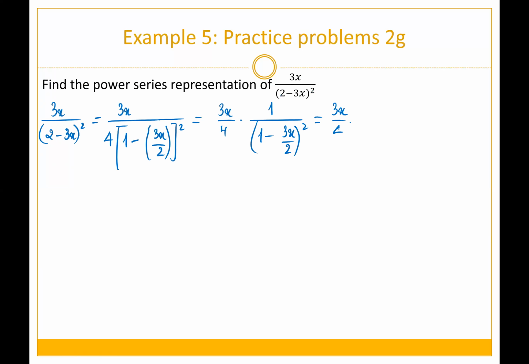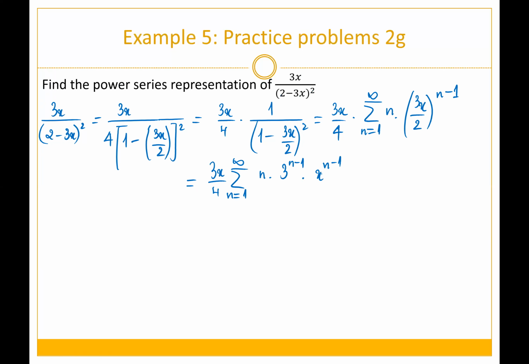It's going to be the series starting from 1 to infinity. You have n, and then you have 3x over 2 to the n minus 1. That's what we have found so far. And so now that series is going to equal 3x over 4 times the series from 1 to infinity of n times 3 to the n minus 1, x to the n minus 1, over 2 to the n minus 1.